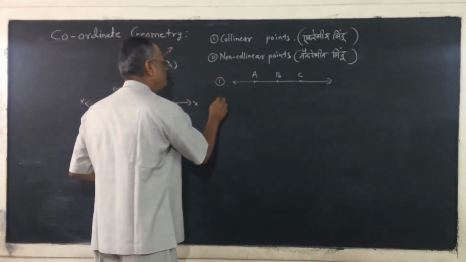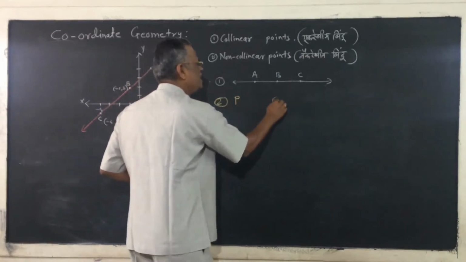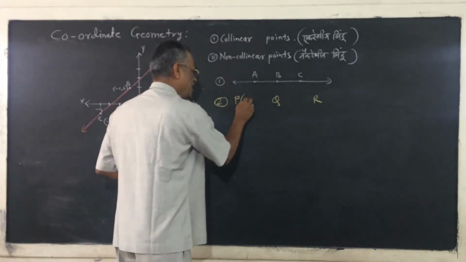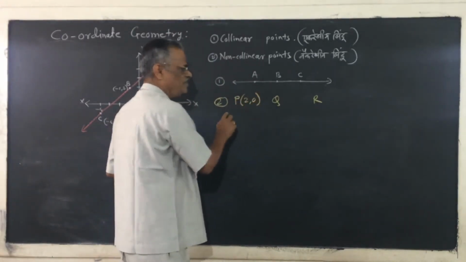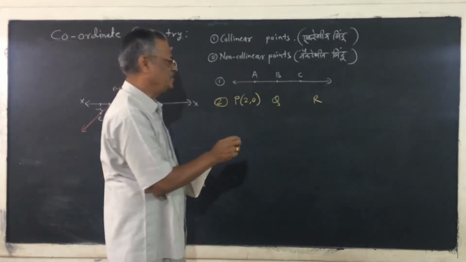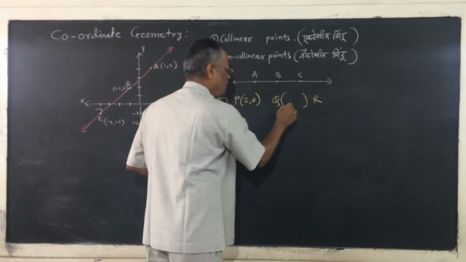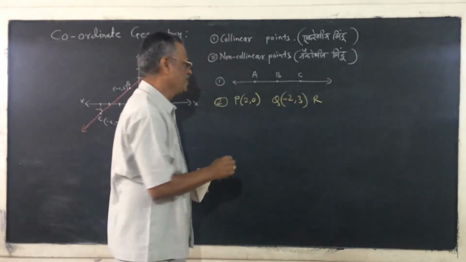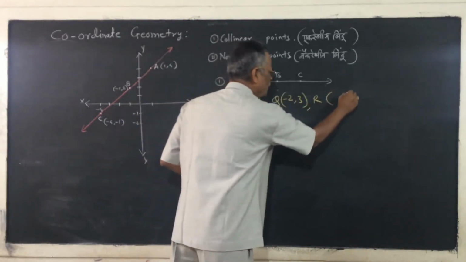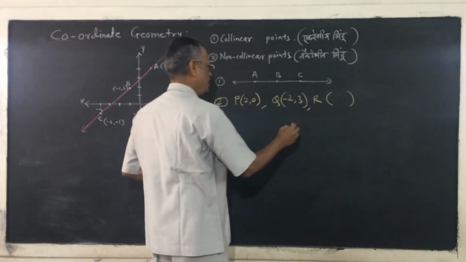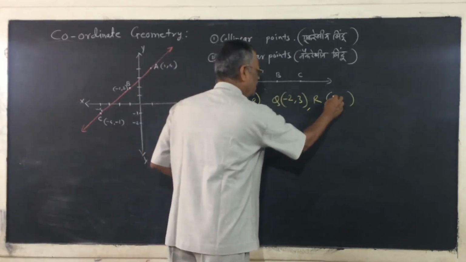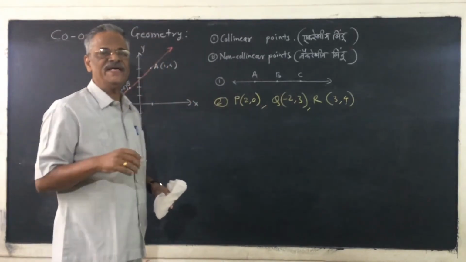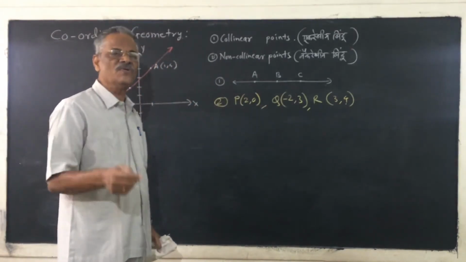What is the next example? Suppose P, Q and R 3 points are given, and the coordinates of P are (2, 0), coordinates of Q are (-2, 3), and coordinates of R are, for example, (3, 4). We have to decide whether the points are collinear or non-collinear.